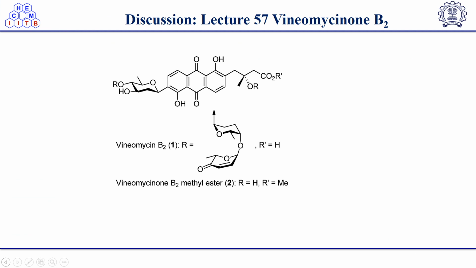Okay, so these vineomycinones were isolated from the culture broth of an actinomycete designated as Streptomyces matensis vineus from Takeda in the Niigata prefecture of Japan. All of the vineomycins are active against gram-positive bacteria and against sarcoma 180 solid tumors in mice.